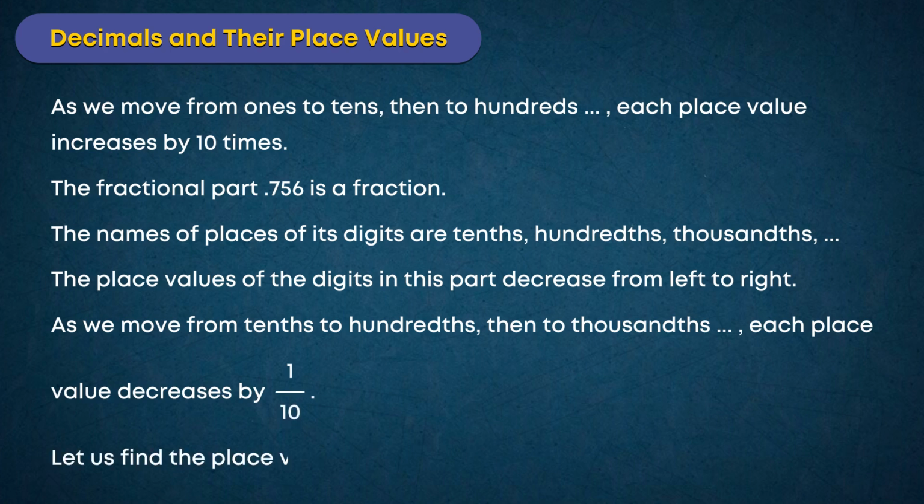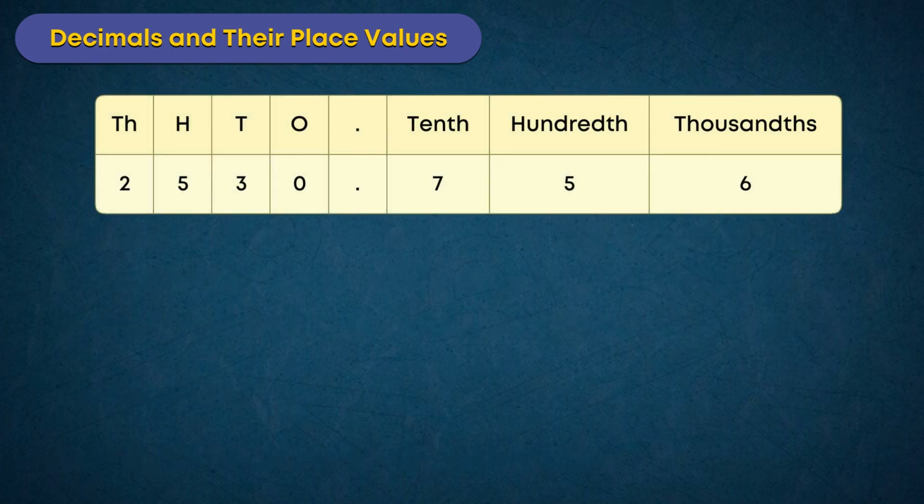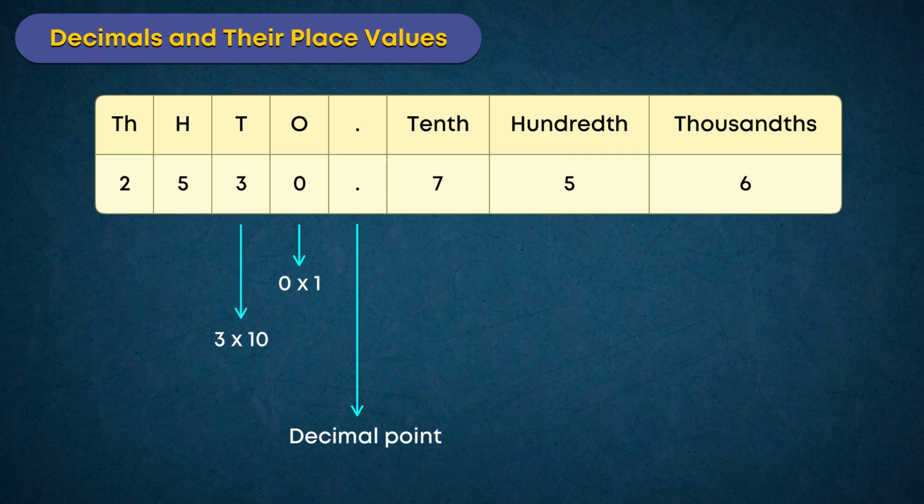Let us find the place values of the decimal 2530.756. Decimal point. From the left of the decimal point: in ones place, 2000 into 1. In tens place, 3 into 10. In hundred place, 5 into 100. In thousand place, 2 into 1000.